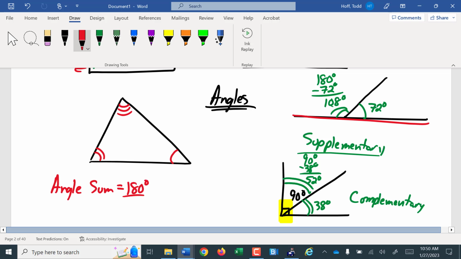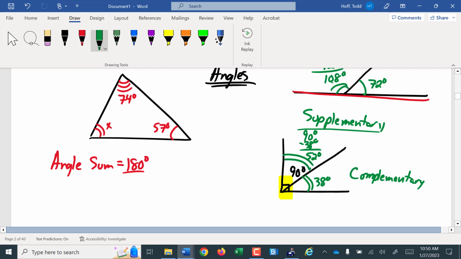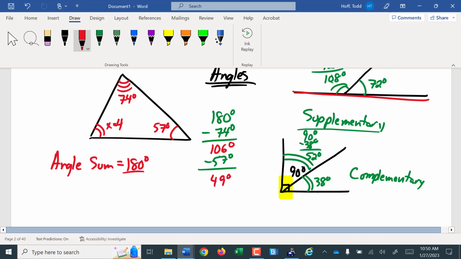180 degrees. So if I know any two of them, let's say I know that this one is 57 degrees. Let's call this one 74 degrees. We can find this one by either writing an equation and solving it, which I try to avoid throwing too much algebra into if I can. We can just take 180 degrees and subtract 74 to get 106, and then subtract the 57 to get 49 degrees. So that angle has to be 49 degrees.